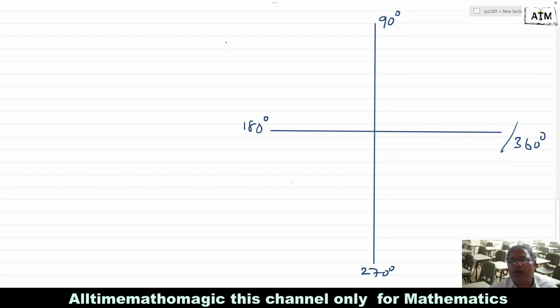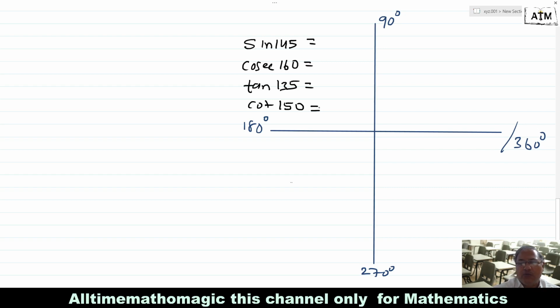In the second quadrant, the angle variation is from 90 degrees to 180 degrees. Suppose I would like to find the sine of any angle. You take any number between 90 and 180. For example, I take sin 145, cosec 160, tan 135, and cos 150. Let us find the sign of these four trigonometric ratios.